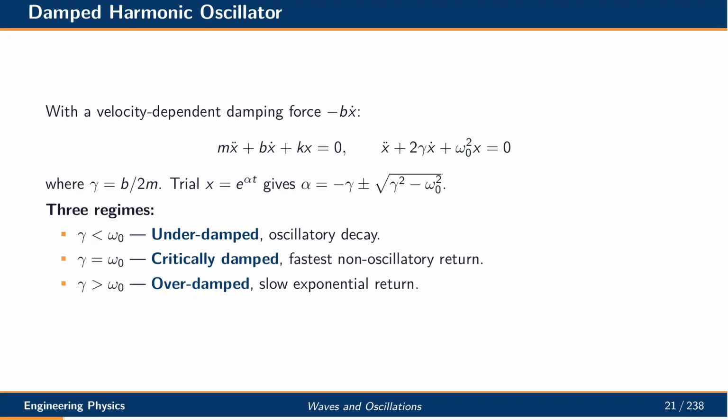Real oscillators do not vibrate forever because of frictional or viscous losses. A damping force proportional to velocity introduces a new term into the equation of motion. The behavior now depends on how damping compares with the natural frequency. If damping is weak, we get under-damped oscillatory decay. At critical damping, the system returns to equilibrium most rapidly without overshoot. If damping is strong, the motion is over-damped, returning slowly.